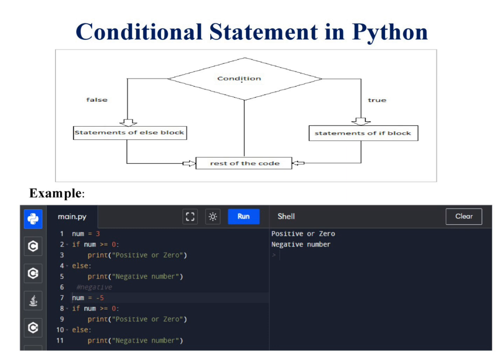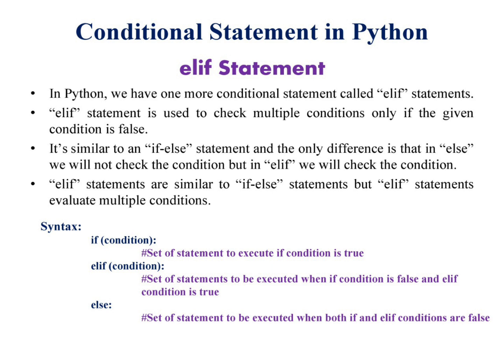Moving on to the next one, the elif statement. In Python, we have one more conditional statement called the elif statement. The elif statement is used to check multiple conditions only if the given condition is false. It is similar to an if else statement, and the only difference is that in else we will not check the condition, but in elif we will check the condition. Elif statements are similar to if else statements, but elif evaluates multiple conditions.